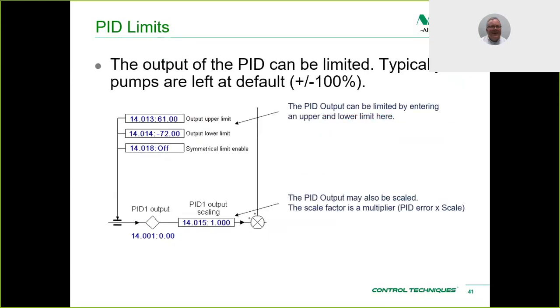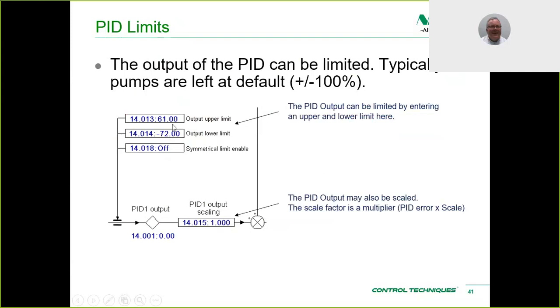Now, the PID also has limits. You can limit the output of the PID. Typically, pumps are left at plus or minus 100%, but you don't need to have it that way. A word of caution is if you are using menu 1 parameter 36, the analog speed reference, as the output of the PID, you may not want to set the output lower limit to anything other than zero. By default, it's plus and minus 100%. Well, you don't want your motor going backwards. So you might not want to leave the default for 14.14 that you see here at minus 100. You might want to set that to zero.